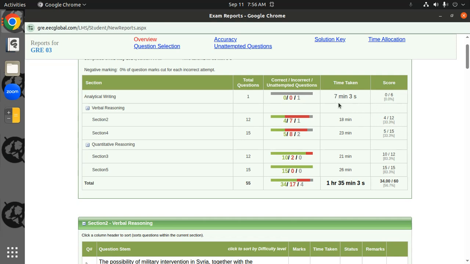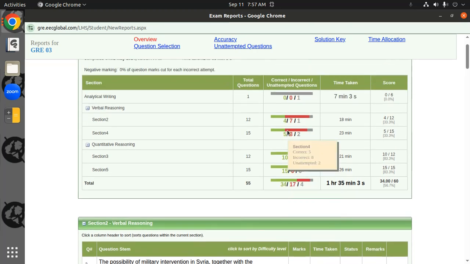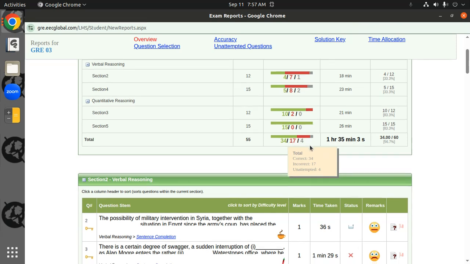Actually, it seems that he has skipped the AWA typing because you need to spend at least 25 minutes to type your entire response. Now, in verbal reasoning section 2, the green color indicates that you have corrected those questions, 7 were incorrect. Same goes with all other sections. He has altogether corrected 34 questions, 17 questions he has incorrected, and 4 questions he has not attempted.